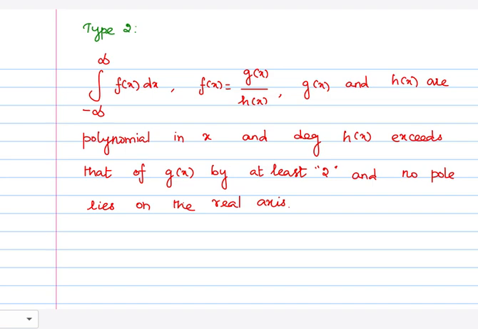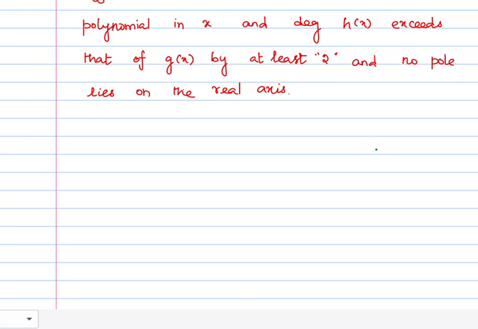Here f of x equals g of x over h of x. Here g of x and h of x are polynomials in x, and the degree of h of x exceeds that of g of x by at least 2, and no poles of f of x lie on the real axis. These are the assumptions we made. Then we are going to solve this type of integral. How to evaluate it, that is what we are going to see now.